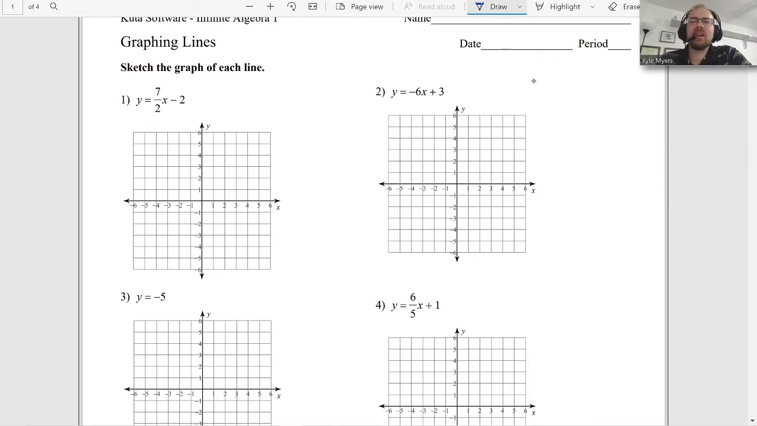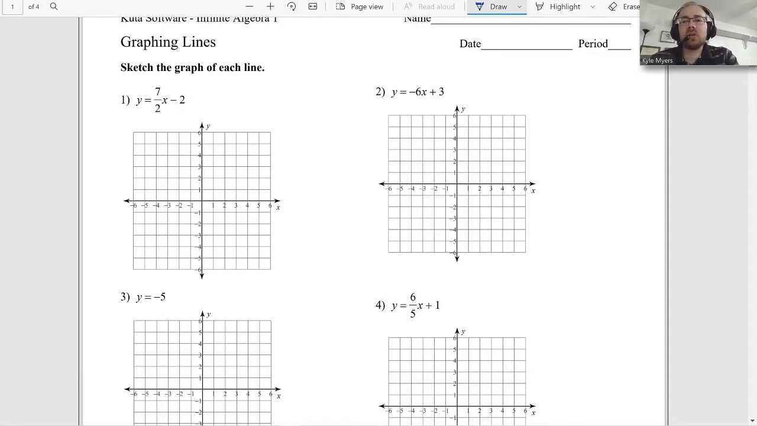This is graphing lines. We were focusing on sketching some slope before this. This is part of a series on Algebra 1 Kuta worksheets, and this is the next one in that list, which is having to do with sketching the graph of each line. Let's jump into number 1.